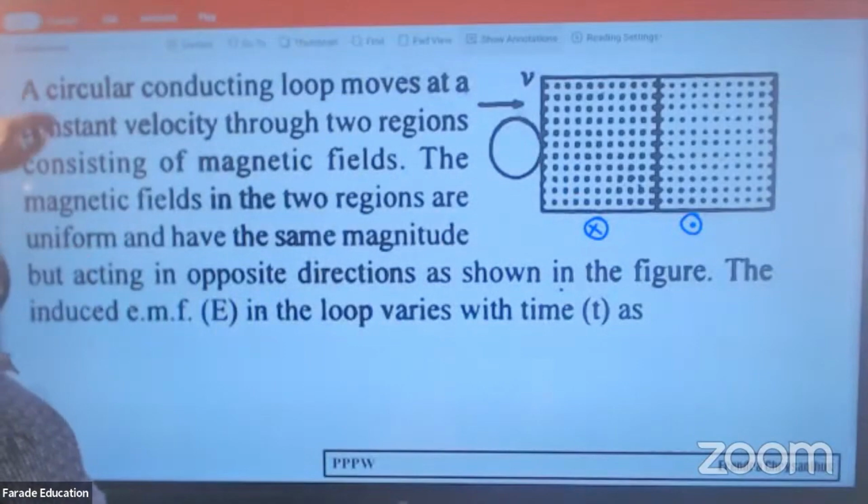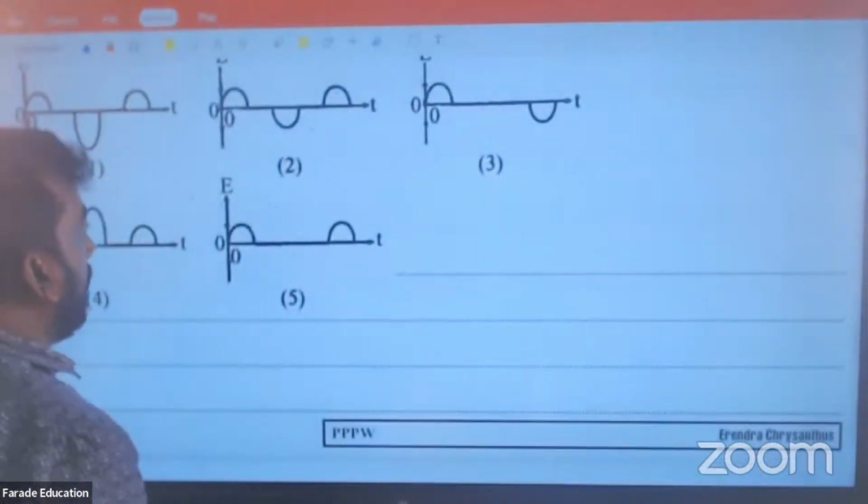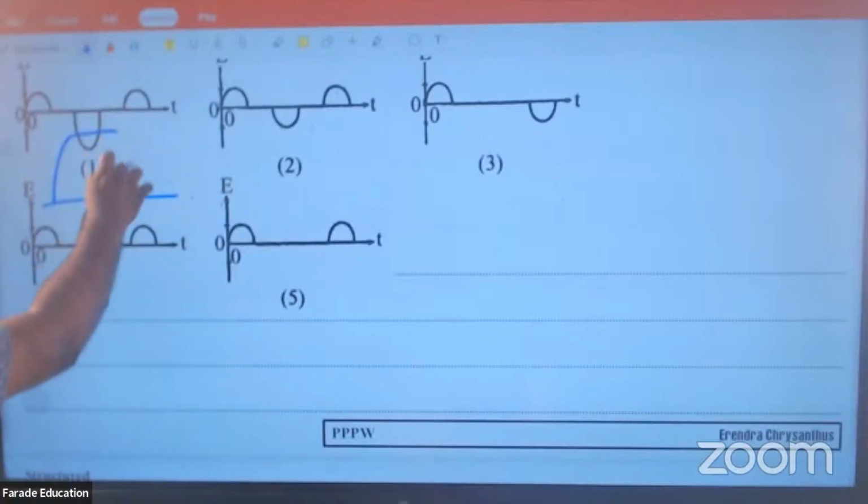So what's your answer? Looking at this, of course, your answer is answer number 1.